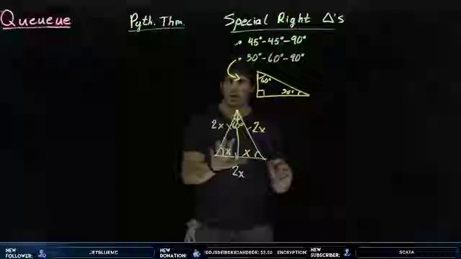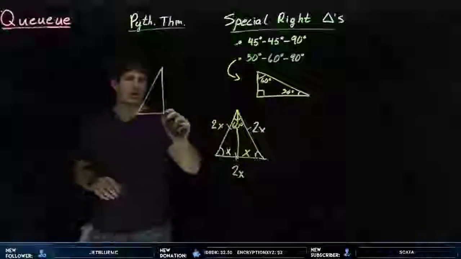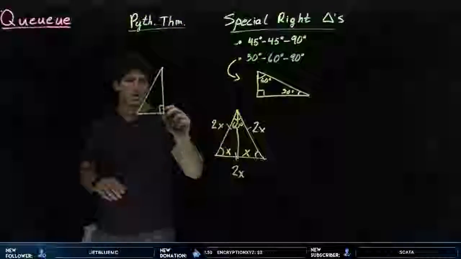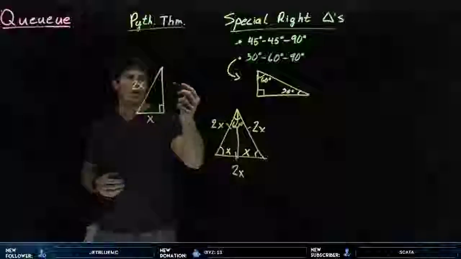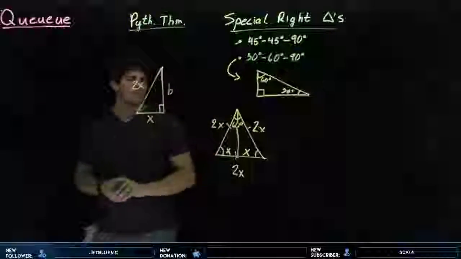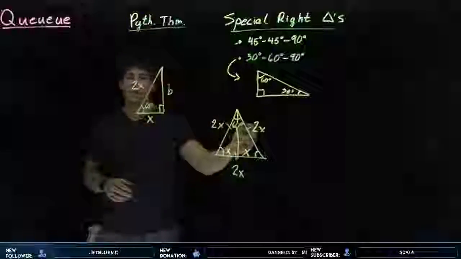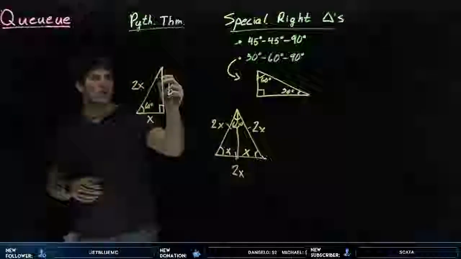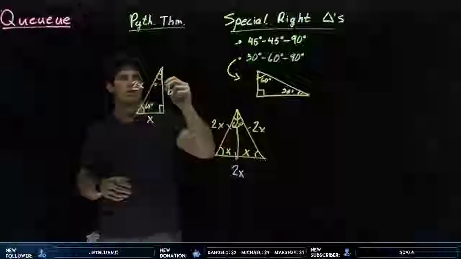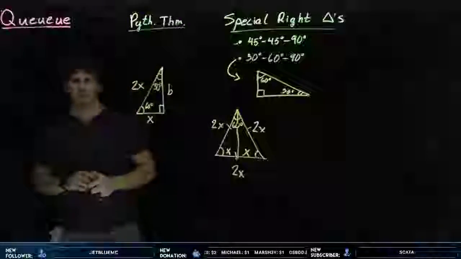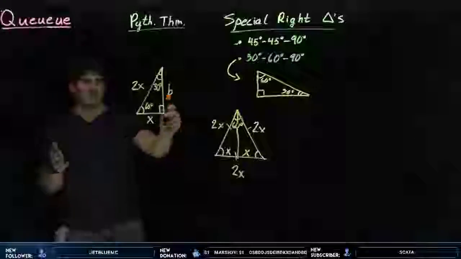So let me draw you just, I'll draw it over here. One side of this is going to look like this now. Right? Similar to this. We have 2x, our x, and our unknown. I'll call it B as if it's A, B, C. We know that this is 60 degrees. We know that this was 60, but it got cut in half. So up here, it's 30 degrees.